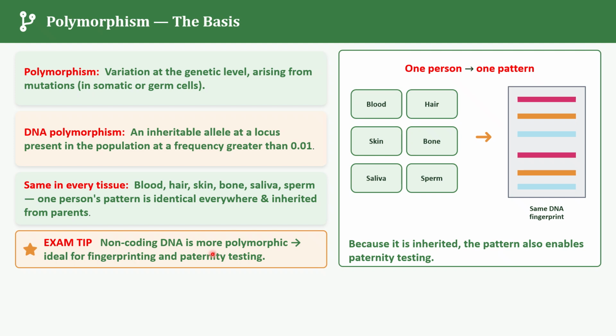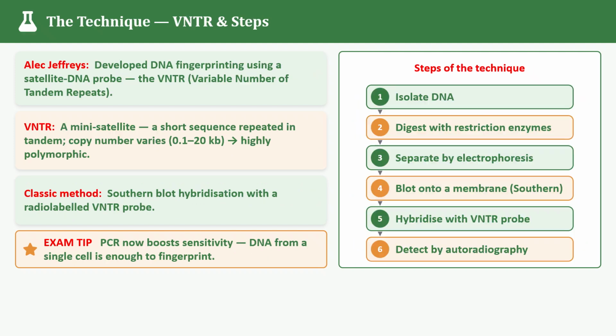Here you can see the diagram. One person, one pattern they have taken. Let us take the blood, the skin and saliva. It shows one individual produces the same DNA fingerprint, and the same principle applies to other tissues also, here the hair, bone and sperm. Because the DNA fingerprint is inherited, it can also be used in paternity testing. Next we are going to see the technique, VNTR and steps.